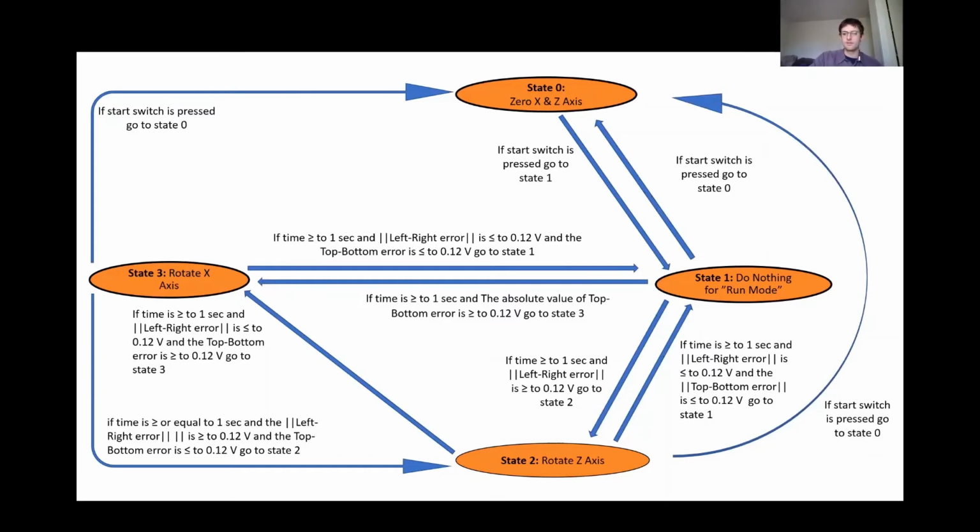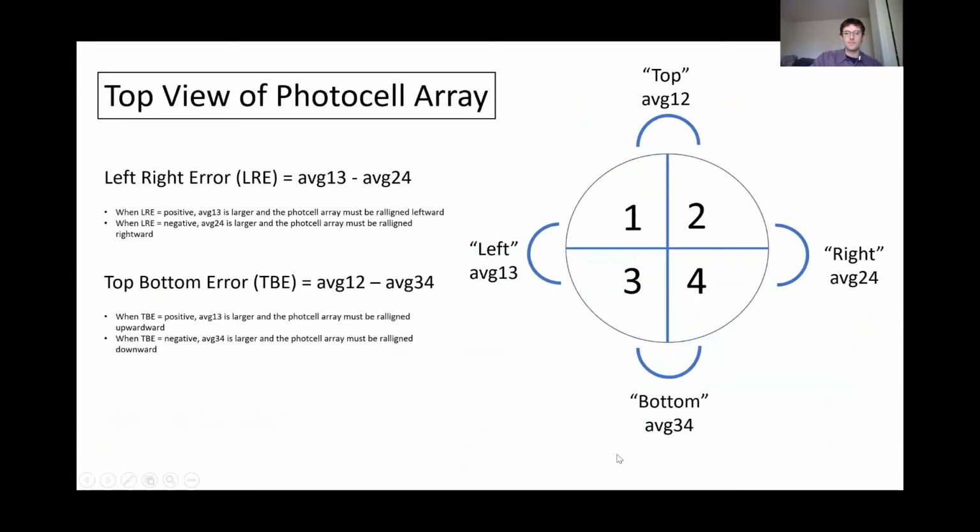And we have an illustration here to help get across the idea, the top view of the photocell array. So we're going to take the average of 1 and 2, 2 and 4, 3 and 4, and 1 and 3. So we'll have the top, right, bottom, and left. And basically we'll evaluate the left-right error based on the difference between the left side and the right side, and then top-bottom, the difference between the top and the bottom one. Okay, I'll hand it off to Gage.